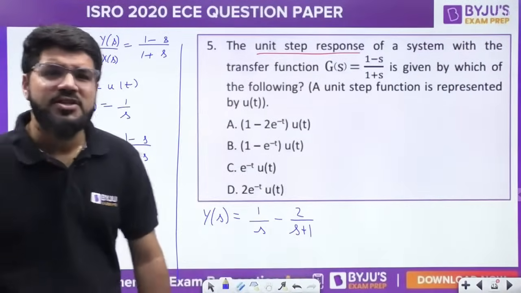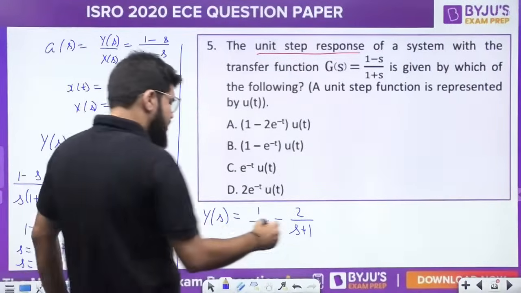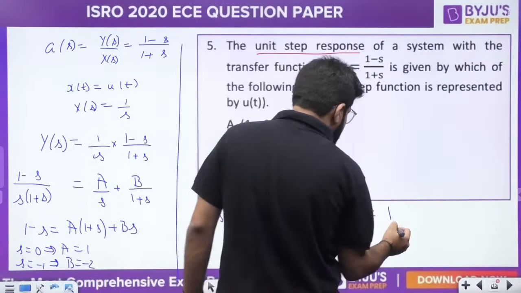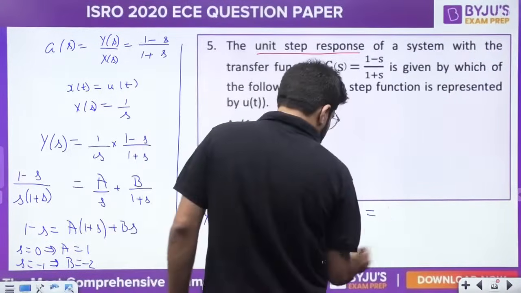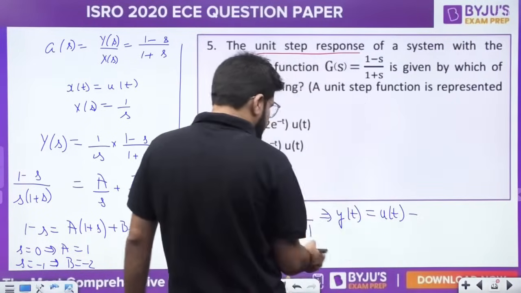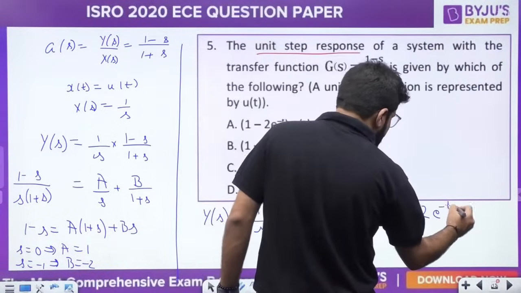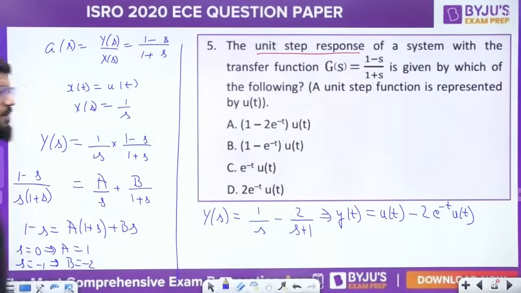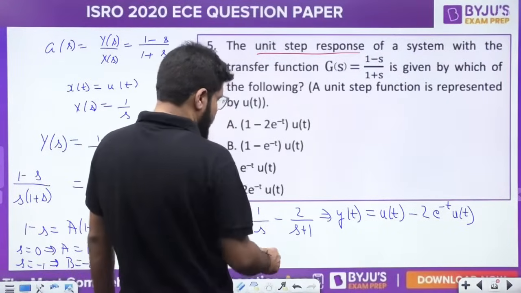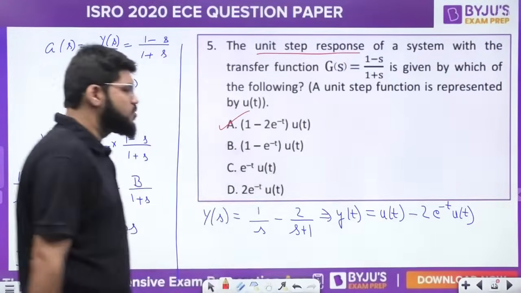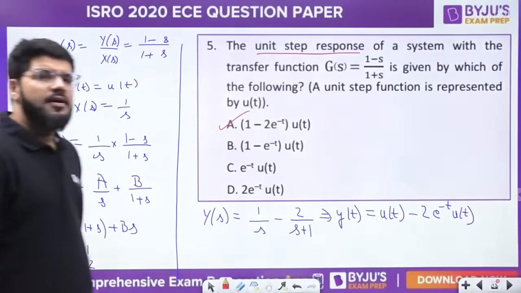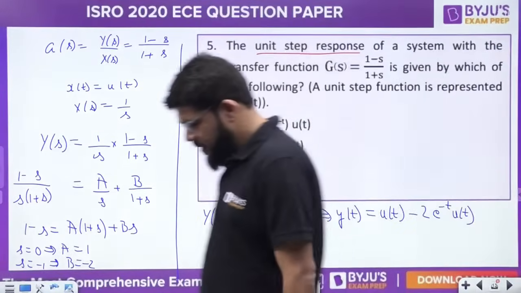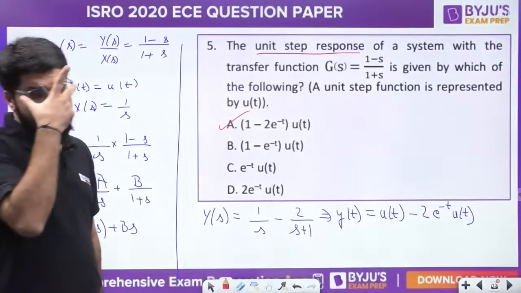So what is its inverse Laplace transform? That is very simple now. The inverse Laplace transform y(t) is equal to 1 by s, which is the Laplace transform of unit step, as you know. So this is going to be u(t) minus 2, and 1 upon (s plus a) gives e to the power minus at u(t). So u(t) minus 2 e to the power minus t u(t). Or we can take u(t) common, and the answer is (1 minus 2 e to the power minus t) u(t). That is option number A.